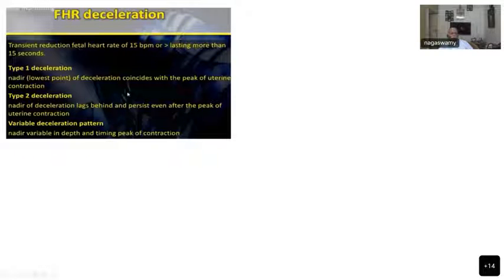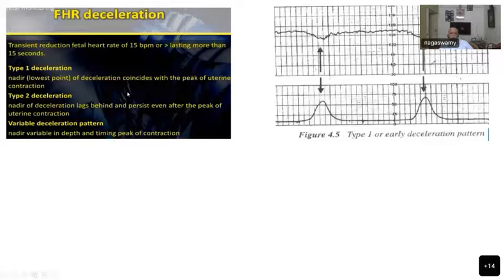So that is the answer for this. Okay, so this is how the graph will be recording it. Type 1 or early deceleration, where the bottom curve is the uterine contraction. Whenever there is a uterine contraction happening, you find the heart rate is dipping here, and that heart rate reduction corresponds to the duration of the uterus contracting.